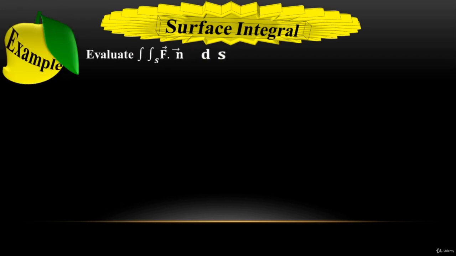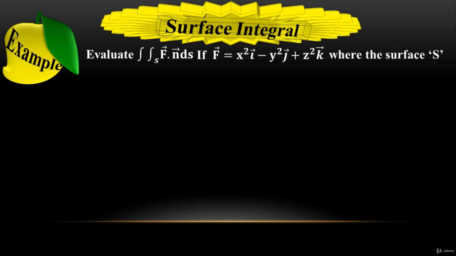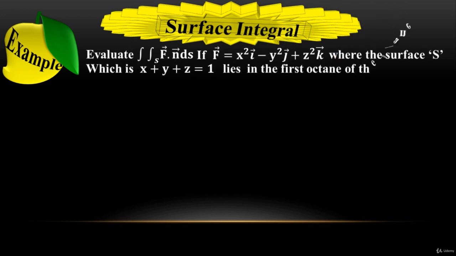Example: evaluate the surface integral if the vector f equals x squared i minus y squared j plus z squared k. The question says that the surface x plus y plus z equals 1 lies in the first quadrant, which means in the xy plane, then find its surface integral.